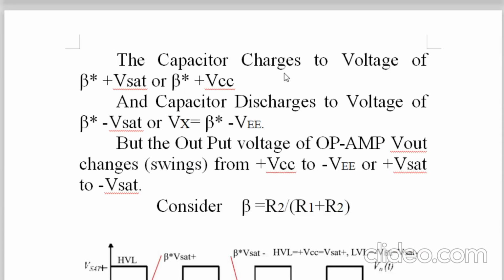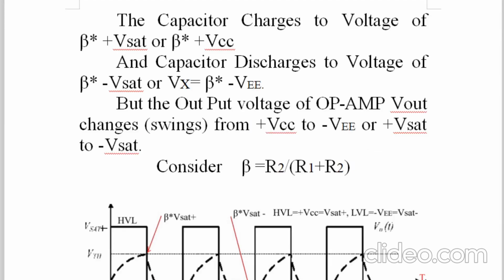charges to the voltage of beta into VSAT plus. VSAT plus is sometimes written like this, with the plus over here. So it is read like this, VSAT plus. The capacitor charges to the voltage of beta into VSAT plus, or beta into plus VCC, because plus VSAT is equal to plus VCC. And again you have understood that the capacitor discharges to the voltage of beta into minus VSAT, or that point which is there in Vx is equal to beta into minus VSAT. Minus VSAT means minus VCC.